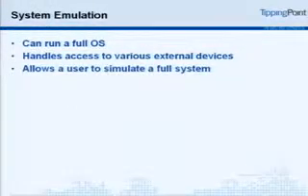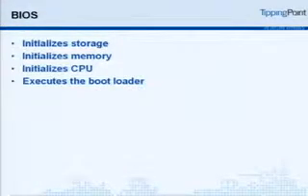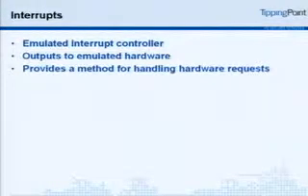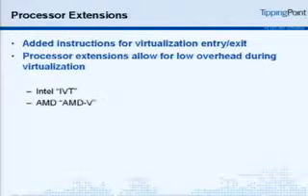For system emulation, like I said previously, you'll run a full OS. It handles access to various external devices, allows simulating a full system. And that includes, as we'll see right now, the BIOS. They have to initialize storage, memory, CPU, execute a bootloader. Anything you would expect a normal system to do. You have interrupts, the exchange between the processor and the external hardware will be done with system emulation. And of course, I/O, it's pretty straightforward. You'll have a mouse, keyboard that are all emulated and in different modes. It'll just access the real hardware or whatever it wants to do.